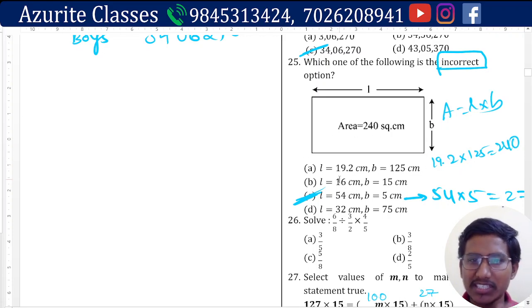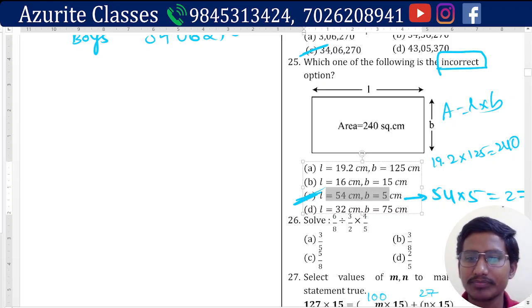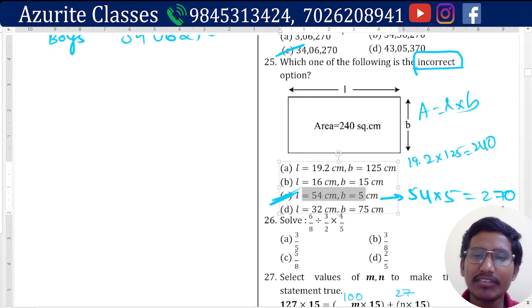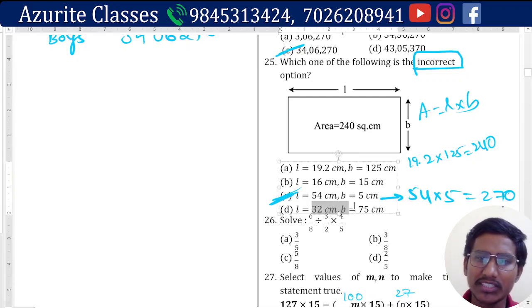So A is correct. 16 into 15 is also 240. Then 54 into 5 will be how much? If you see, that will be 270. It will not be 240. So that is more. So that is not correct. Option C is not correct. If you multiply 32 and 7.5, that is also 240 only. Right?